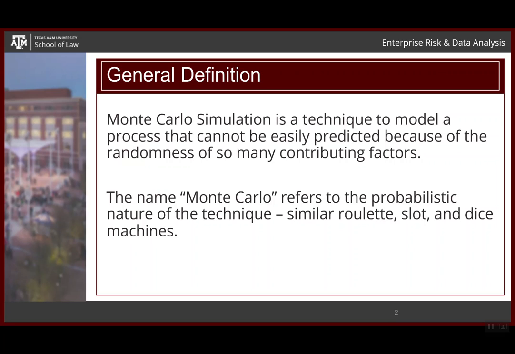So it basically comes from the probabilistic nature. So if you go gambling in Vegas or someplace, you play a roulette, slot, dice machine, the house always wins, right? The probabilities are stacked that way. But when you pull the arm or when you do this or do that, you're playing in a game of probabilities. What's more likely than not? What's the probability? You've got 52 cards. What's the probability you're going to get the ace of spades to show up? What's the probability you're going to get this? What is the probability of a certain hand? So that's actually where this came from, Monte Carlo simulation. It's a technique to model processes that can't be easily predicted because of the randomness of so many contributing factors.